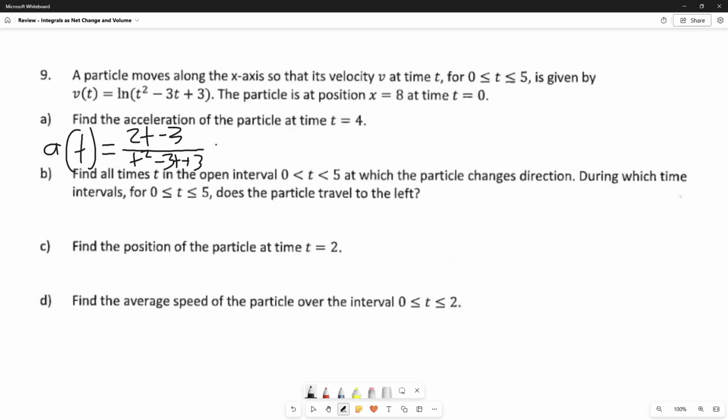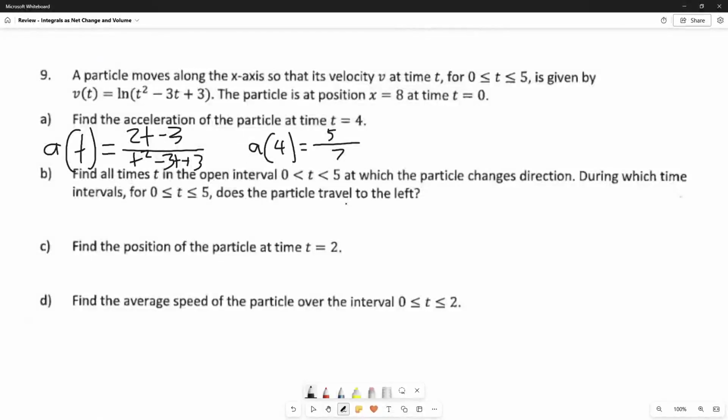And we plug in t equals 4 to this. So a of 4 is equal to 5 over 16 minus 12 plus 3, 7. So 5 over 7 units over second squared is our final answer.